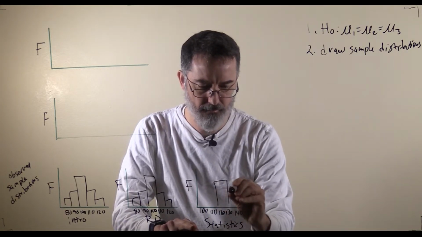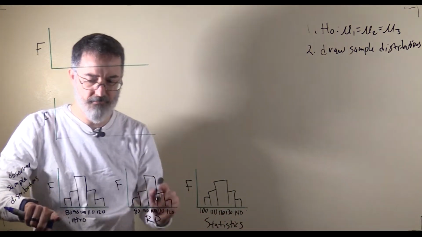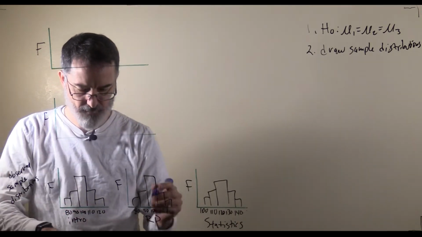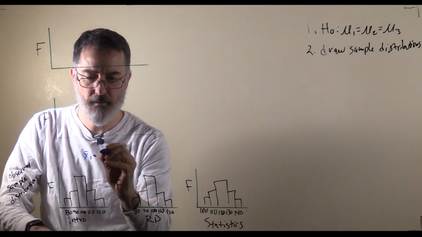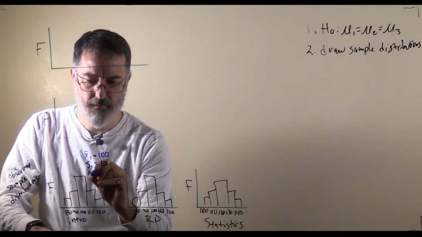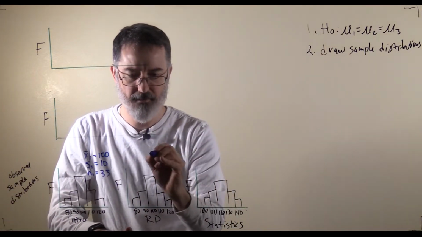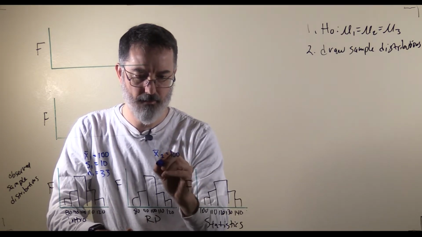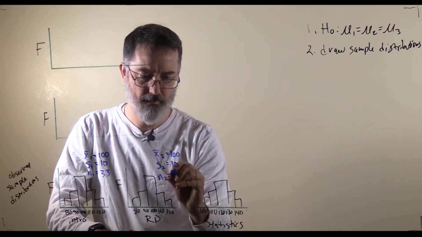And the statistics students look something like that. And for the intro students, we'll say that their mean was 100, their standard deviation is 10, and their sample size is 33. And for research design, we'll say their mean is also 100, their standard deviation is also 10, and their sample size is also 33.